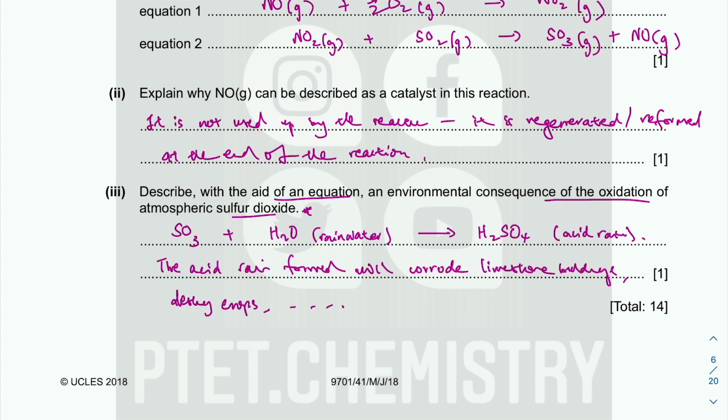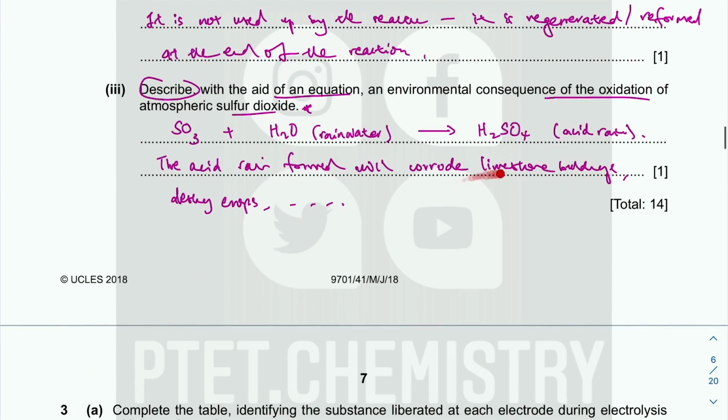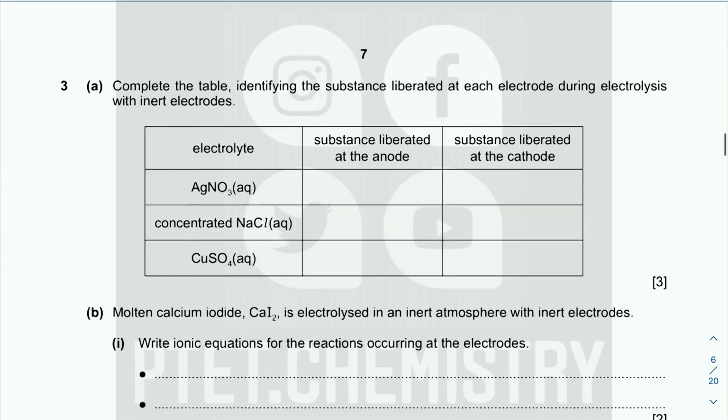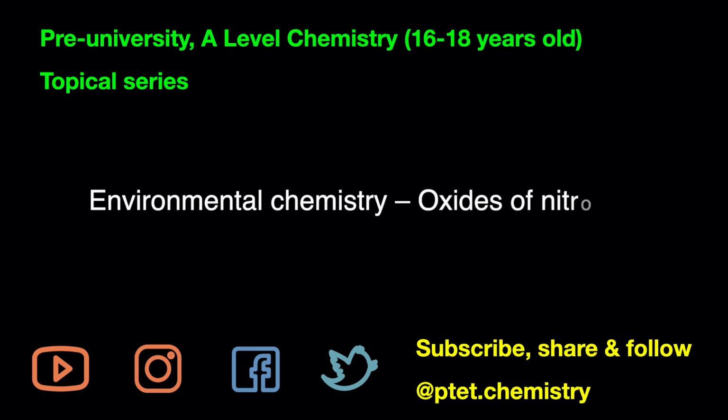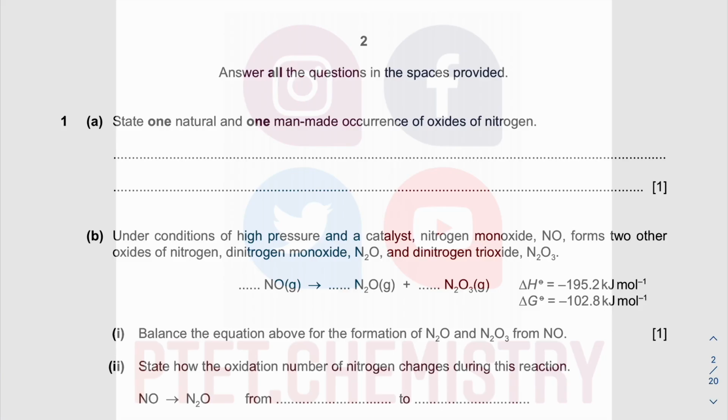Okay, so just a brief description really, because I've written my equation. I've shown that it can form acid rain. It's a balanced equation as well. That's the most important thing. And then just briefly describe the damages that it can do. So yeah, moving on to the first question.